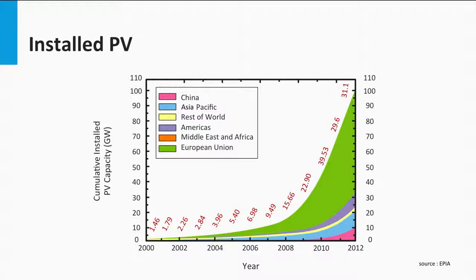The purple area reflects the PV capacity installed in North and South America. Orange corresponds to the Middle East and Africa, whereas yellow corresponds to the rest of the world. It is important to note that the total installed solar power has passed the 100 gigawatt mark in 2012.